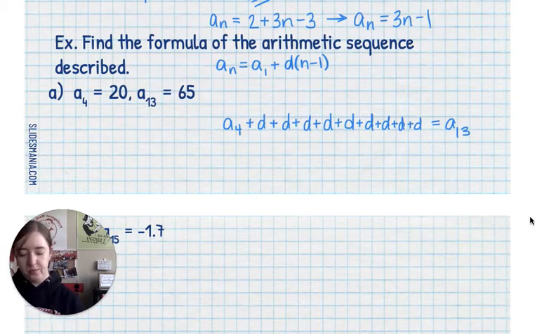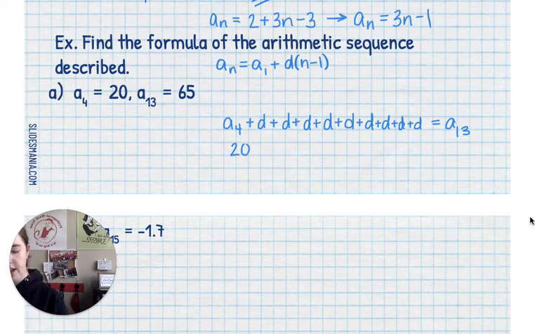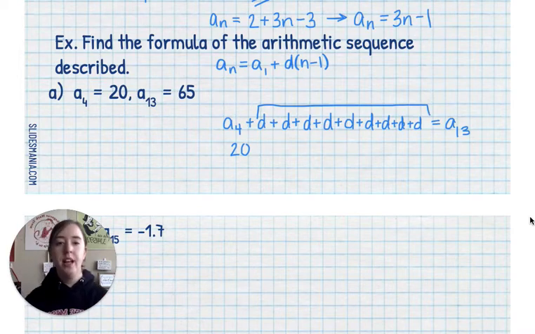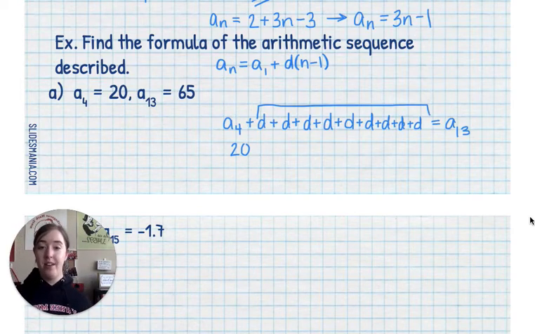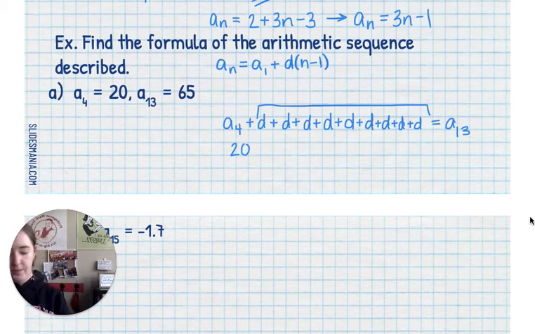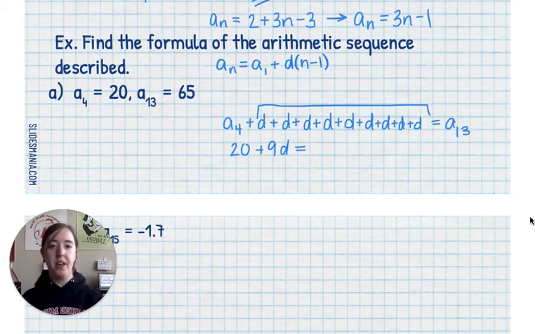Okay. So we know that a sub 4 was 20. And then I had this common difference. Between 4 and 13, how many times did I add that common difference? Yeah, 9. Plus 9d equals, and then my 13th term was 65.